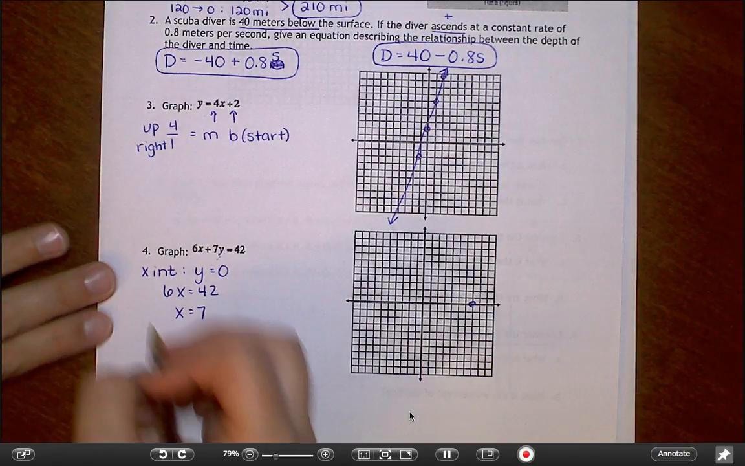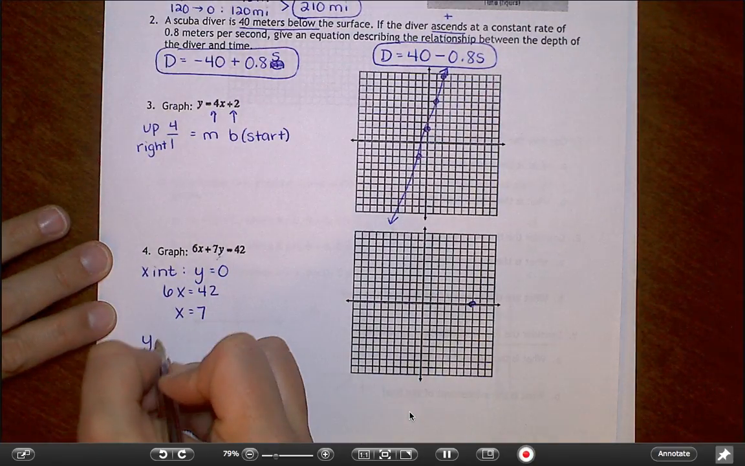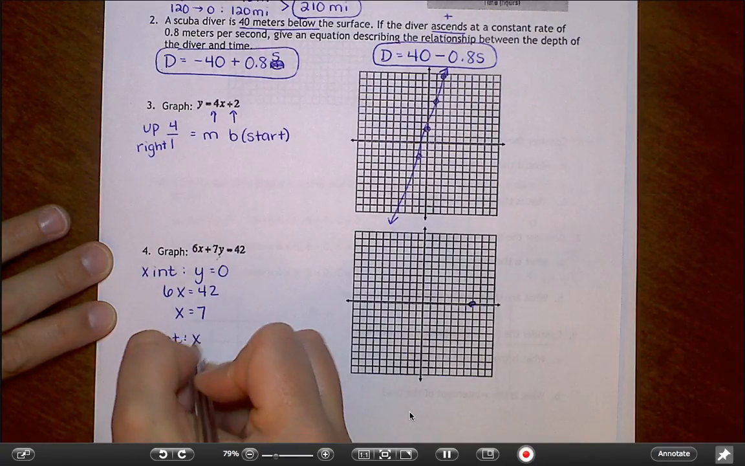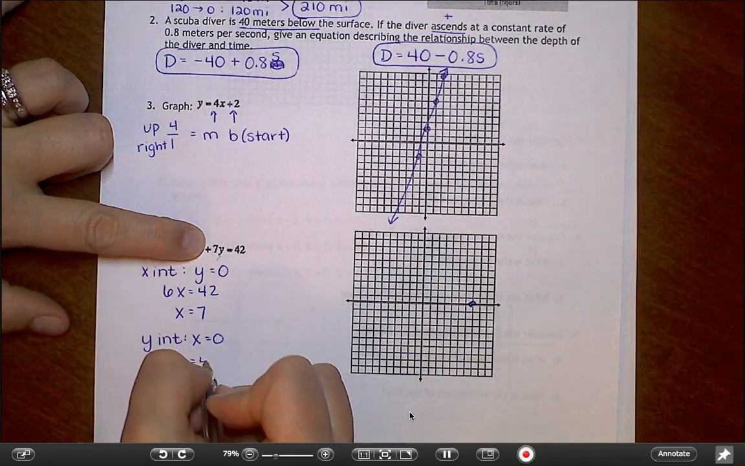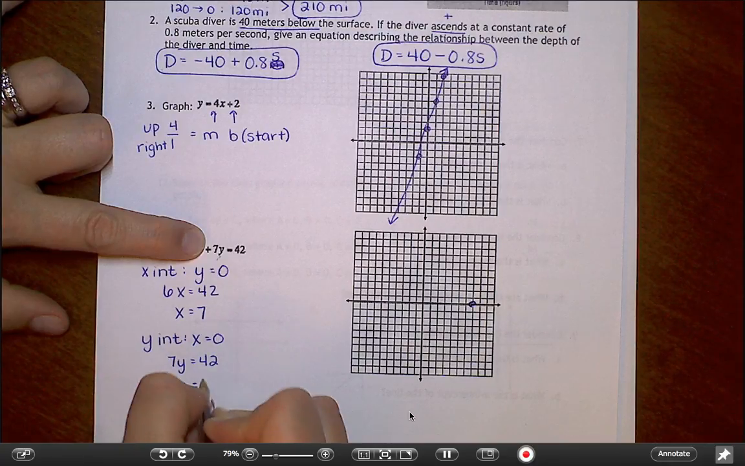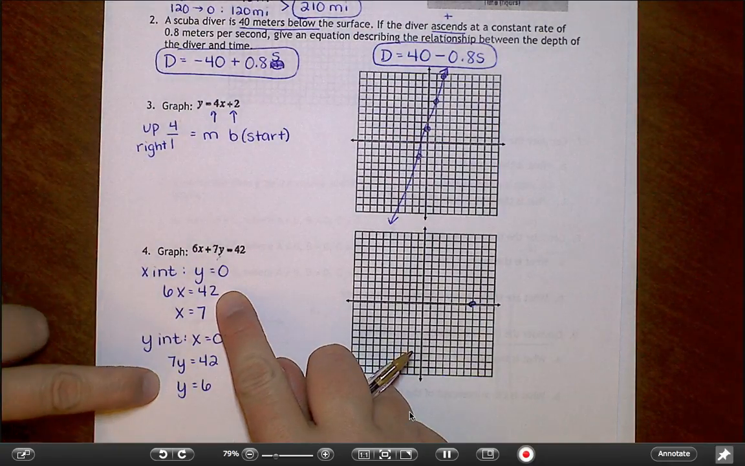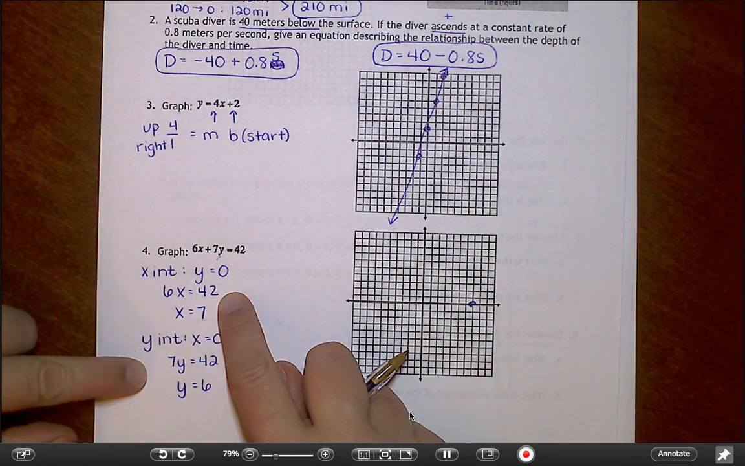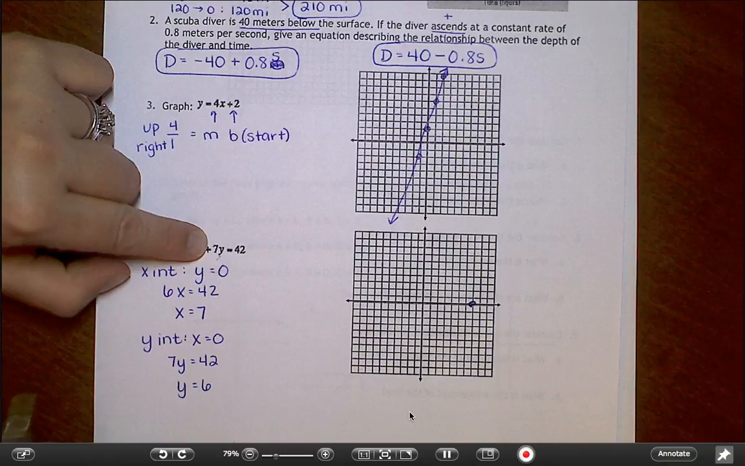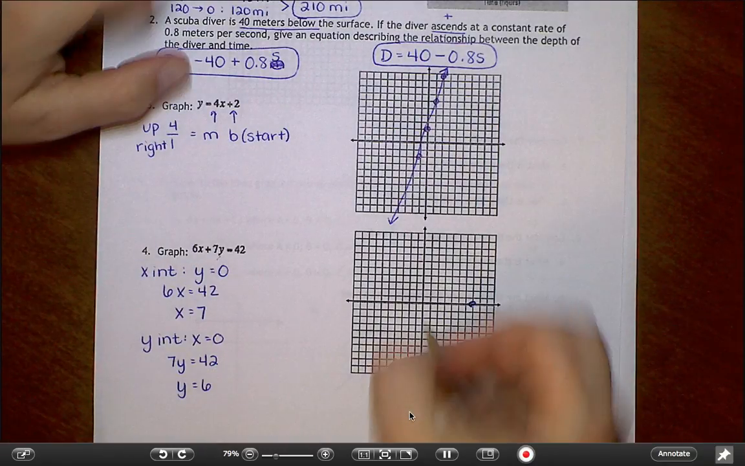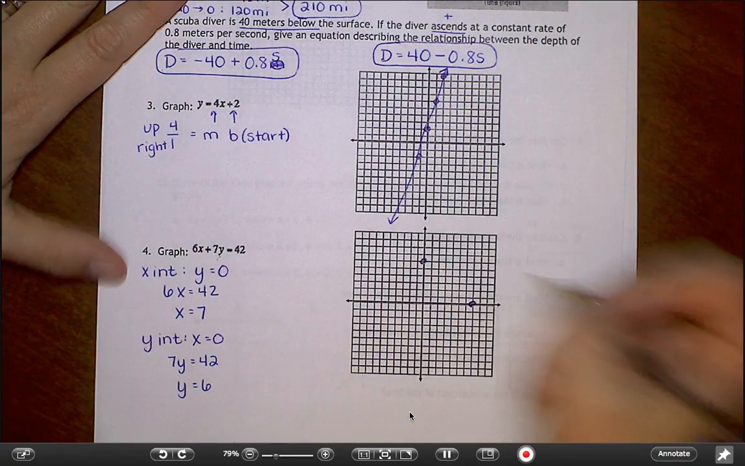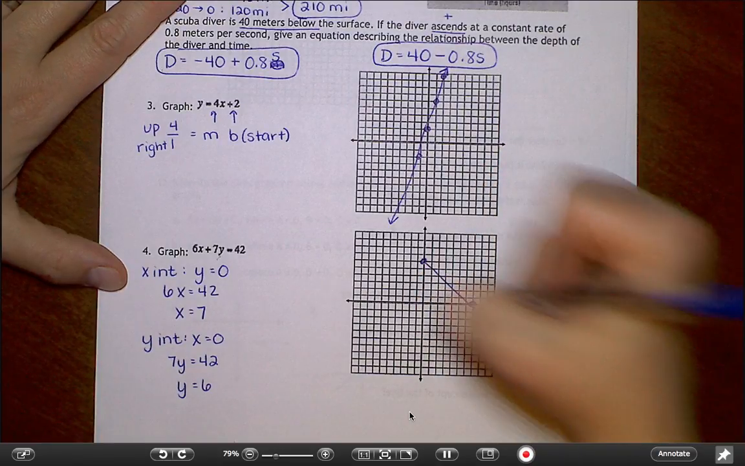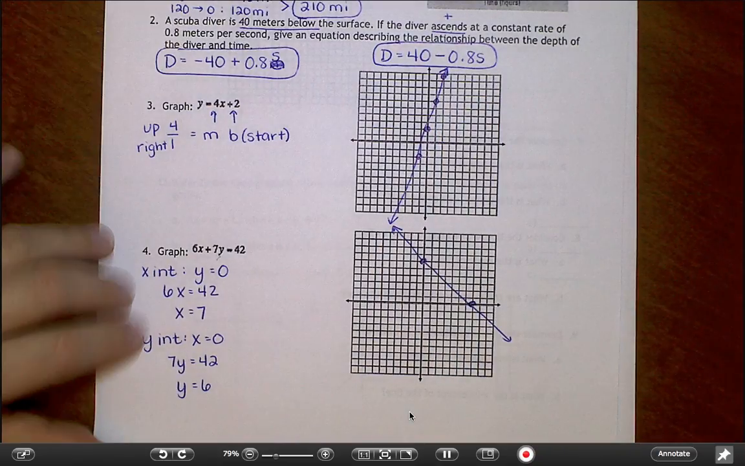And then I can do the same thing with the y-intercept. At the y-intercept, I know that x equals 0. So I would cover up my x. That gives me 7y equals 42. And when I solve that, I get y equals 6. By the way, these are things that I normally don't write down. I'm writing them down so you can see what I'm doing. Normally I can just cover one up and solve for the other one, especially if they're easy numbers like this. The y-intercept would be at 6. And then I can connect my 2 dots, and voila, I have my line. Okay, let's go on to whatever's coming up next.